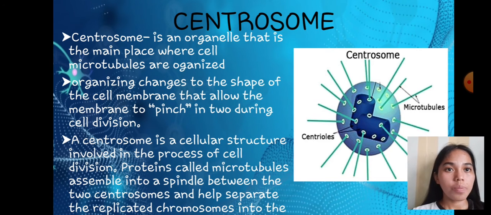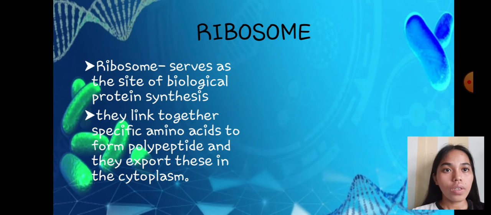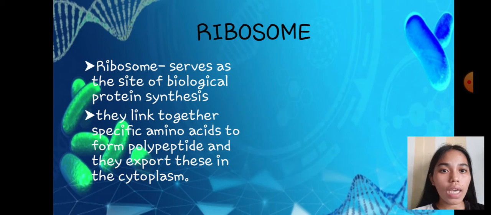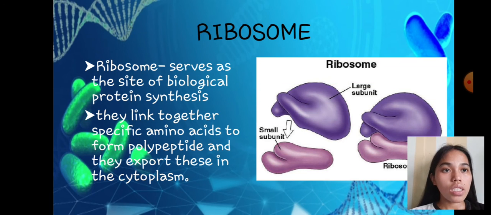Next is the ribosome. The ribosome serves as the site of biological protein synthesis. They link together specific amino acids to form polypeptides, and they export these into the cytoplasm. This is an example of a ribosome. This is the ribosome. There is a small subunit and a large subunit.